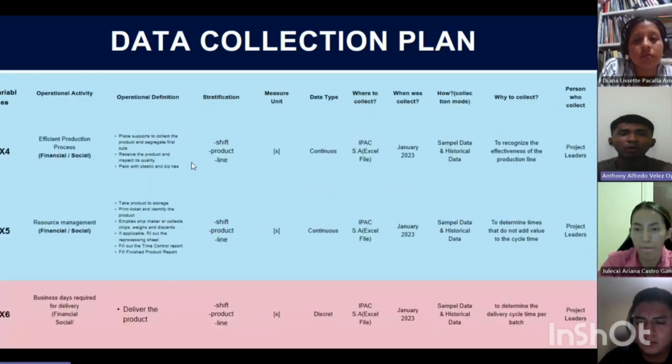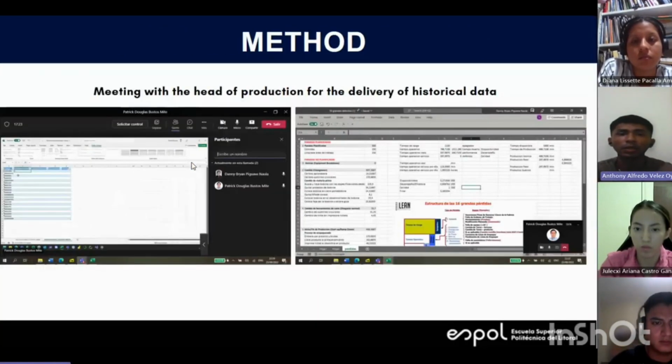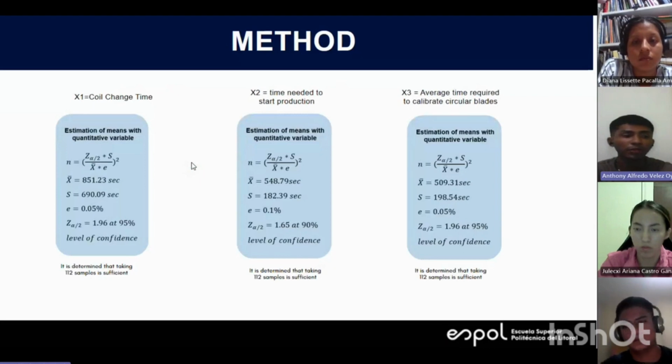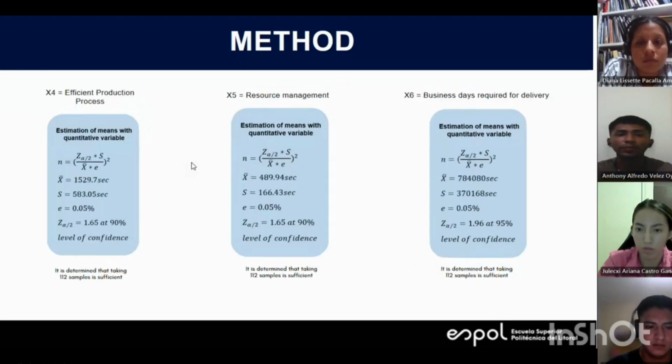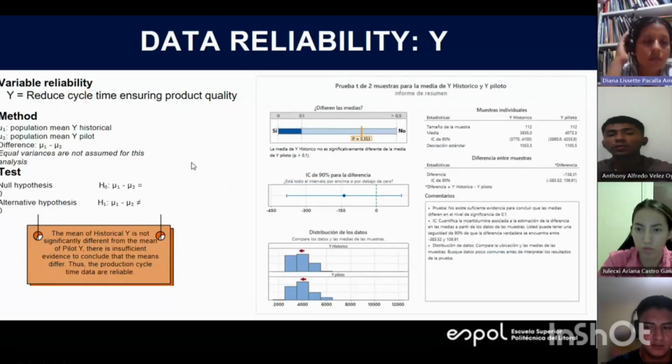We can set the variables, and we also established one critical variable. The current state of the variables will help us to compare with the improvements we implement and simulate. For this method, we use the quantitative variables of the historical data, for example the mean and the standard deviation, with a confidence level of 95%, resulting in a number of 112 samples.